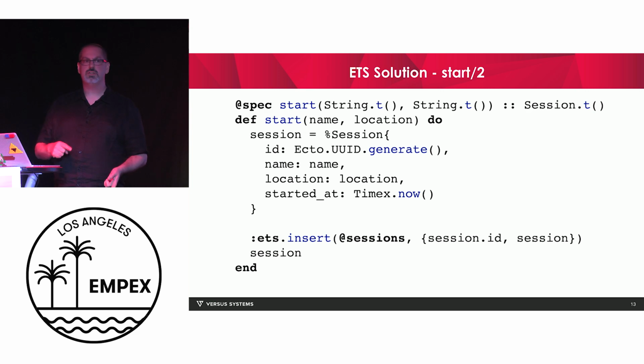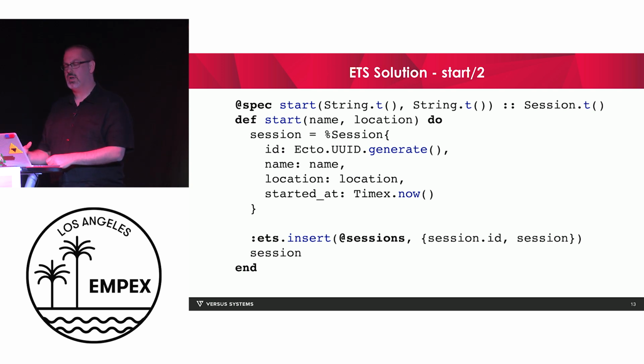The actual session module itself is going to look very similar to the other one. We're just going to use ETS instead. So now we're on start. We'll take that name and location, create the struct, and then we'll call insert on the ETS module, and we tell it what table, which is just our sessions table, and we're going to give it a tuple, the key and the value. You can store any size tuple you want in there, but for our purposes, we're just going to do a key and then some value that we're going to put in there. And we'll return the session back out.